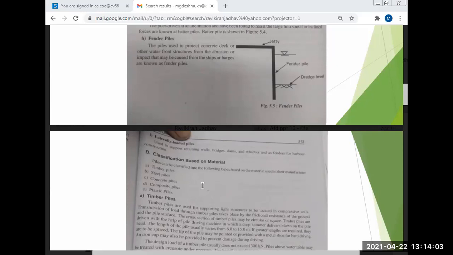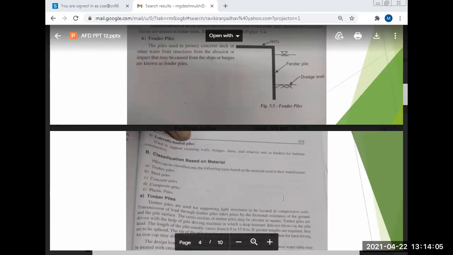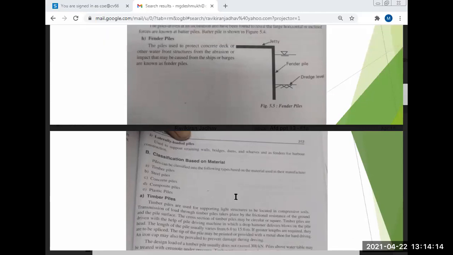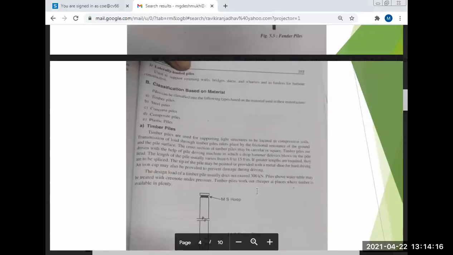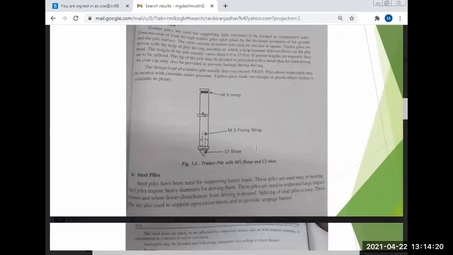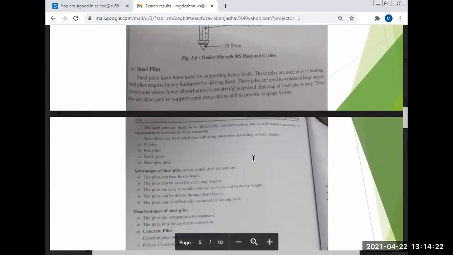Then composite pile. Composite pile means timber plus steel or steel plus concrete. Generally we take steel plus concrete. Such type of piles are also used. Then plastic piles. So these are the notes I will provide you. What are timber piles, in detail you study. How it is designed? What are its special characteristics?